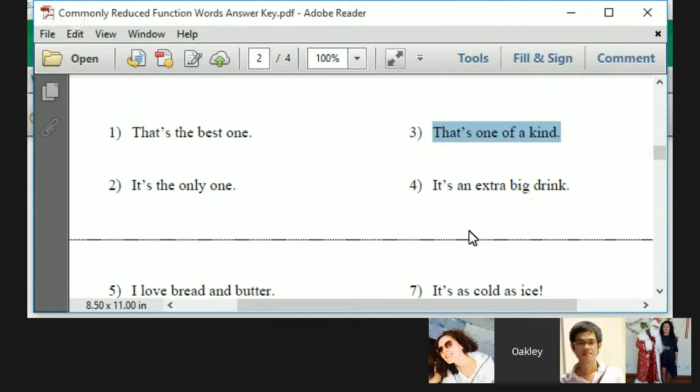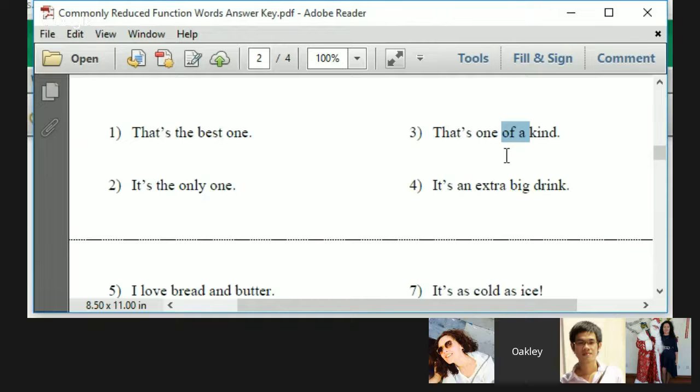Very good. Albina, number 3. That's one of a kind. Good. And nice speeding up through this pair of function words. That's one of a kind. That's one of a kind.